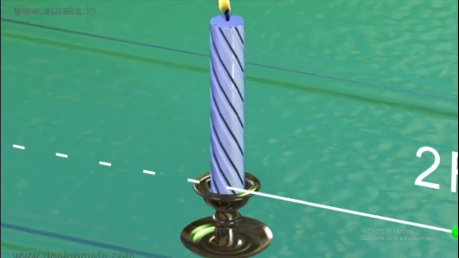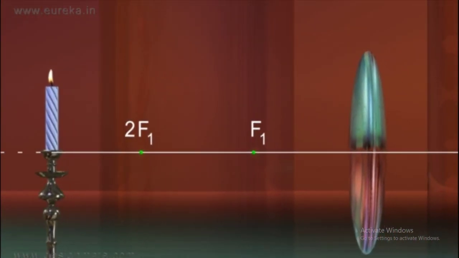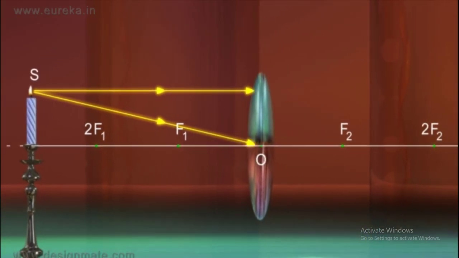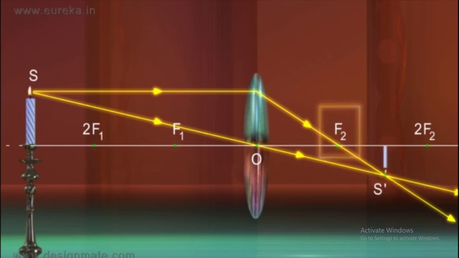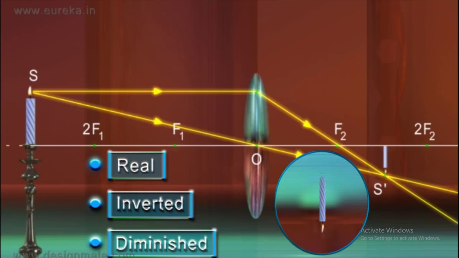Secondly, if the object is positioned somewhere between infinity and twice the principal focus, 2F1, then the incident rays from the top S of the object, on passing through the lens, converge at a point S' between F2 and 2F2 on the other side of the lens. Here, the image is real, inverted, and diminished.